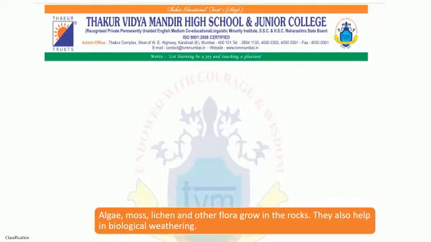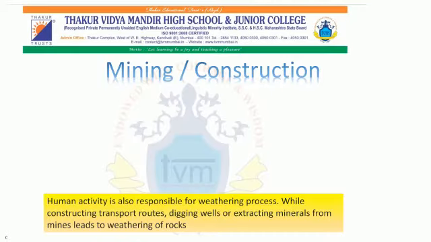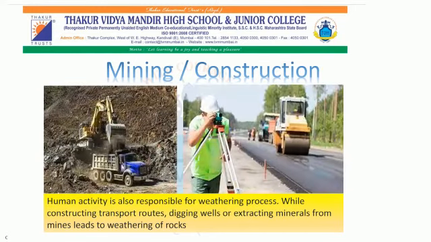The next reason for biological weathering is the growth of algae, moss, lichen and other flora. They grow on the rocks, make the rock brittle, and slowly and gradually the rock breaks. We can see in the figure how human activity is also responsible for weathering of rocks. While constructing transport routes, digging wells or extracting minerals from mines, explosives are used. These also lead to weathering of rocks.